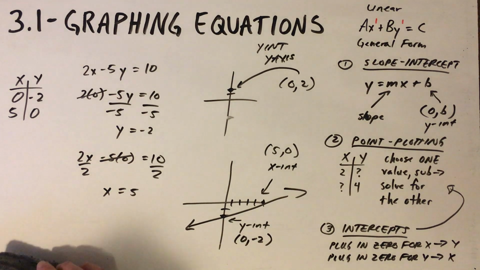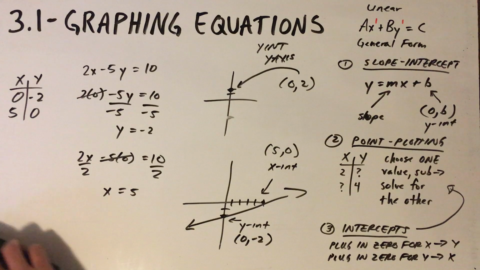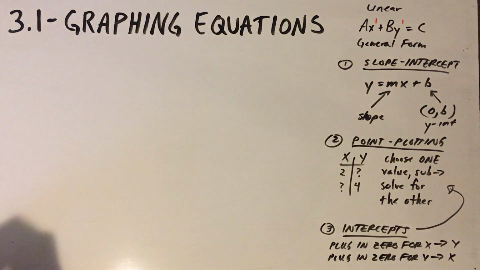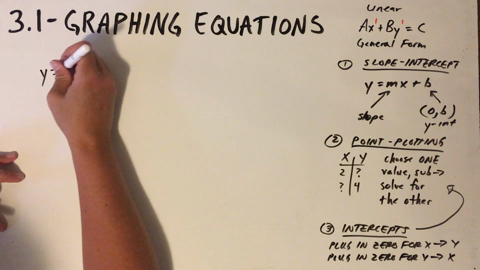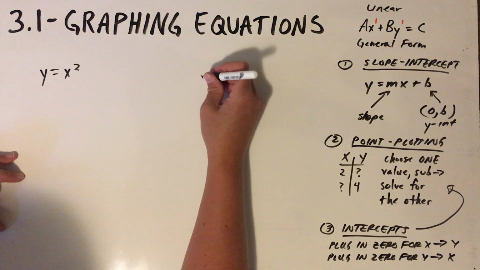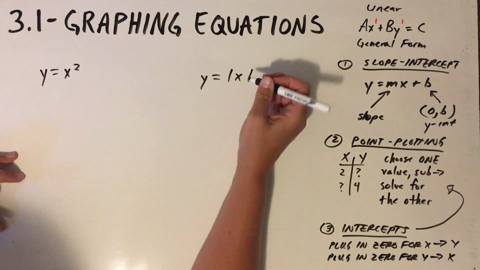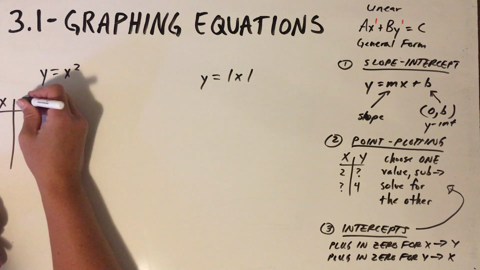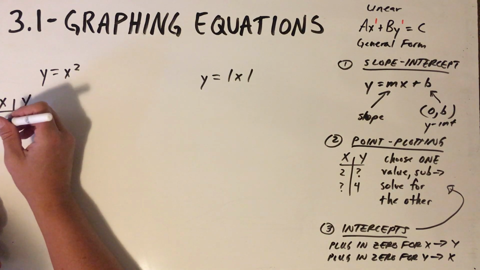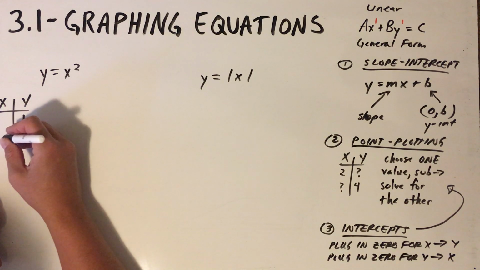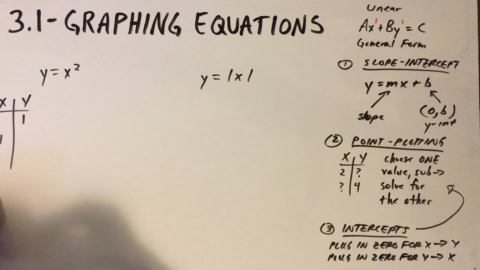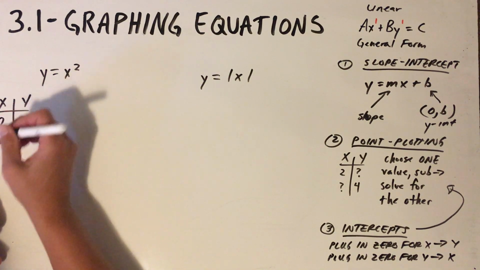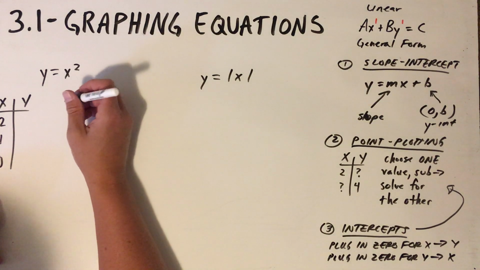And back to just regular point plotting and when we can use it. We can use it on any equation. So if I had the equation y is equal to x squared, or y is equal to the absolute value of x, well, let's just go ahead and point plot this and plug in points. Let's just plug in points for x for this one. Let's do 2, 1, and 0.